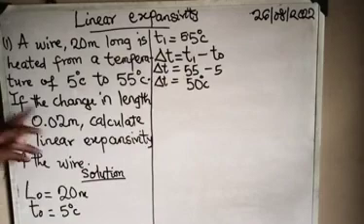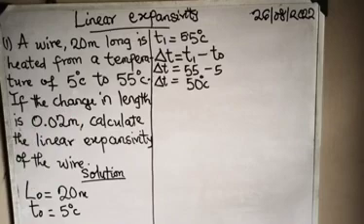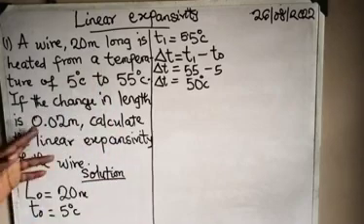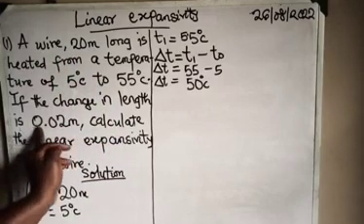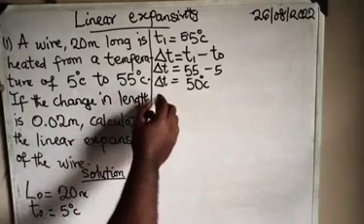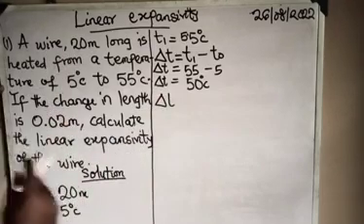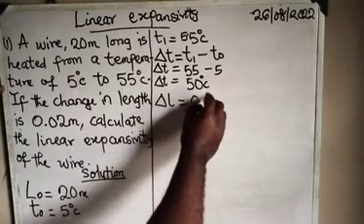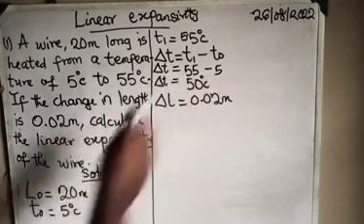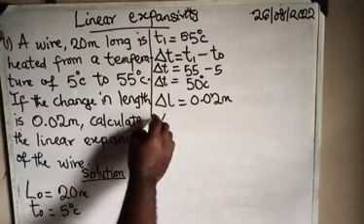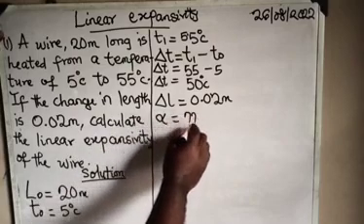Whereas was given to us, if the change in length is what? 0.02, that means after the wire was heated from 5 degrees to 55, it increased in length by a value of 0.02. That means our change in length, that's the amount by which the wire increased, is 0.02 meters. Okay, now we're asked to calculate the linear expansivity of the wire, which is alpha. That's what we're asked to calculate.